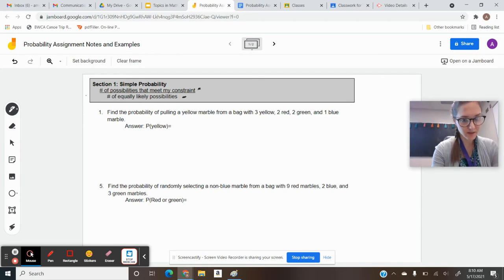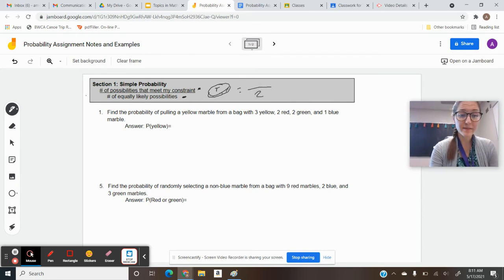Okay, so for example, if I were flipping a coin and I wanted to get tails, we'll just put a T on the coin for tails. When I think about the total number of possibilities of flipping a coin, I can either get heads or tails. So there's two possibilities total, and that would go on the bottom, right? The total number of possibilities would go at the bottom.